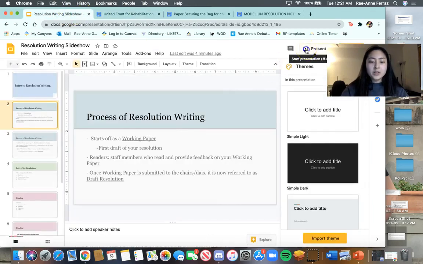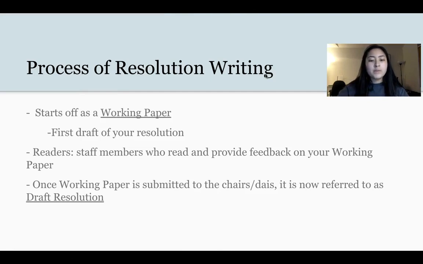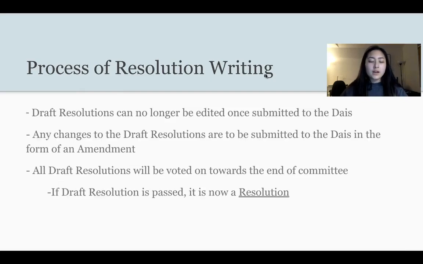So going back to it, after the chairs give you enough time to edit and write your working paper, the chairs will give you a specific time of when they want your working papers to be submitted to them. Once you submit your working paper to the dais, it will no longer be referred to as a working paper. From there on, it will be referred to as a draft resolution. And it is very important to note this. Once you submit the working paper to the dais, you can no longer make any direct changes to your draft resolution. Any change you would like to make would be in the form of an amendment, which will be submitted to the dais.